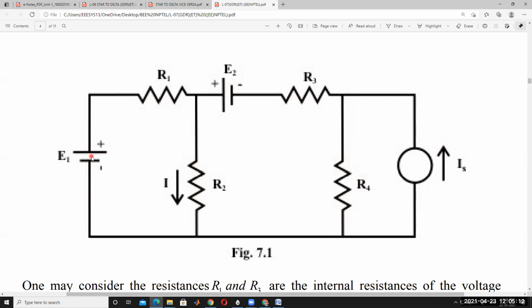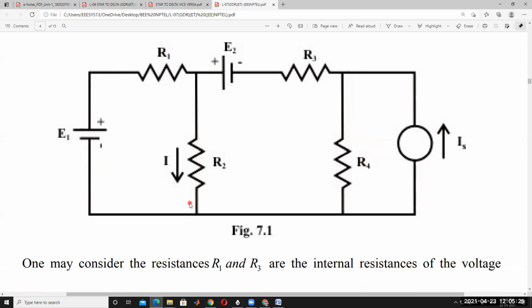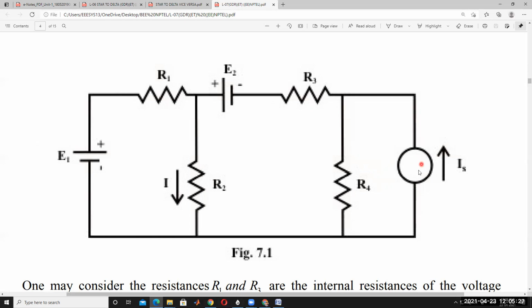First activate this source, deactivate the other sources, find current I, that is called I1. Then find current I2: activate this source and deactivate the voltage and current sources. Similarly, activate this source, deactivate the other two sources, and find the current; that is called I3. So the total current is I1 plus I2 plus I3.